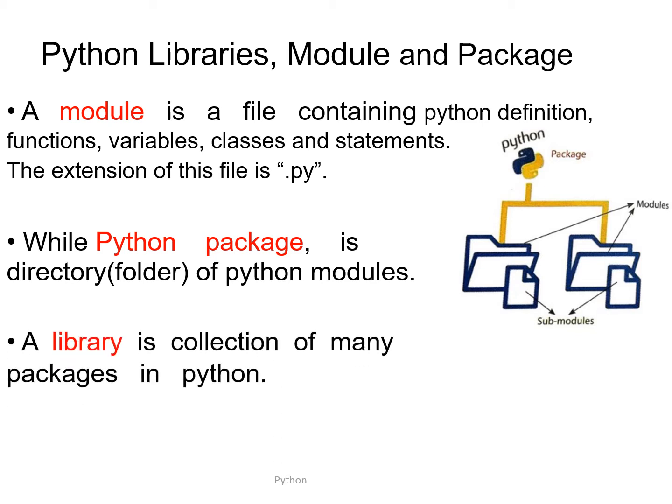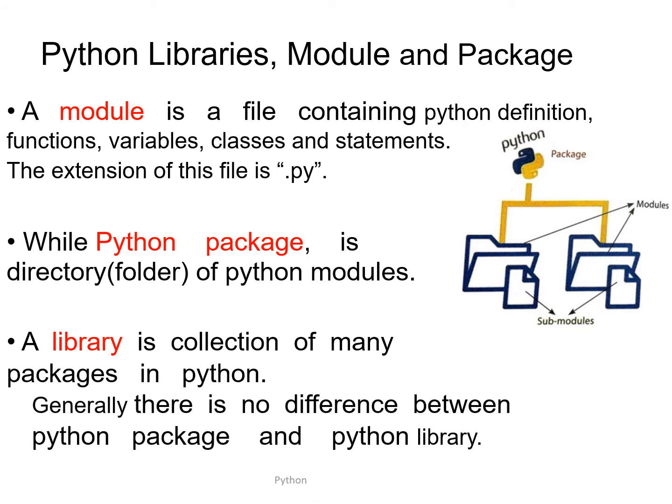Then library. A library is a collection of many packages in Python. Now understand step by step. First we make a program, then we save it with the .py extension, then we put that program in a particular folder, and this folder is known as a package, and a collection of those folders is known as a library in Python. Generally there is no difference between Python packages and Python libraries.